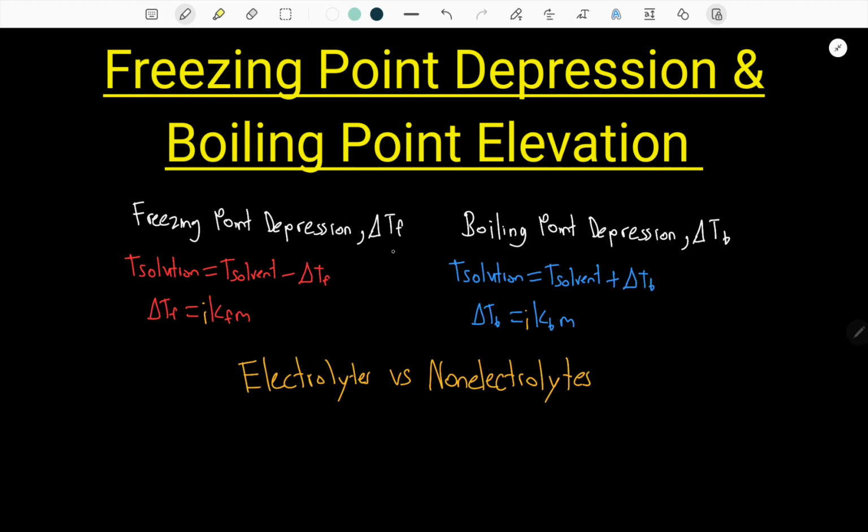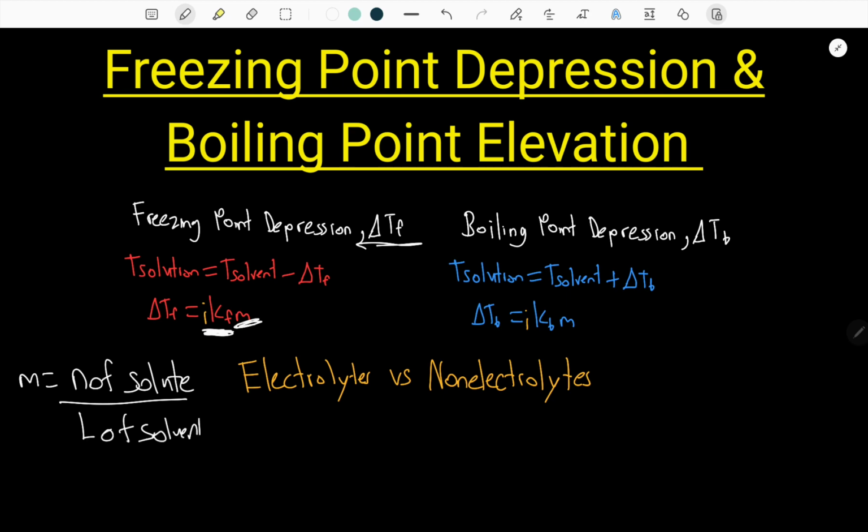So this is the symbol denoted for freezing point depression, is equal to K of F, which is always going to be given to you in the exam. So it's a constant from the table, you have to find it, and M here is the molality. Now molality is the number of moles of solute over the liters of solvent. I had explained molality before and compared it to molarity. So this is the formula, and we'll be going through examples, so this will be more clear.